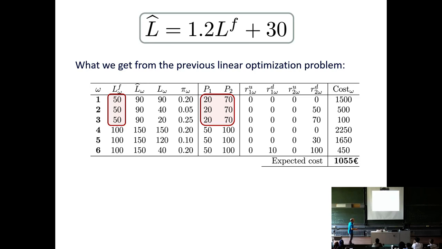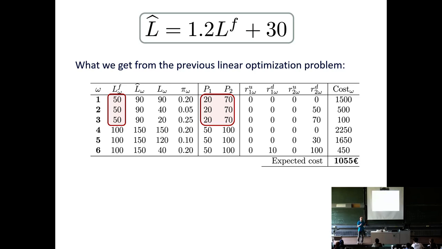Exactly, that's the problem. We know that if I put here 50, my optimal decision should be 50 and 0, right? And if I put 100, my optimal decision should be 60 and 40. And I don't get 50, 0 and 60, 40. I don't get that. No, sorry.